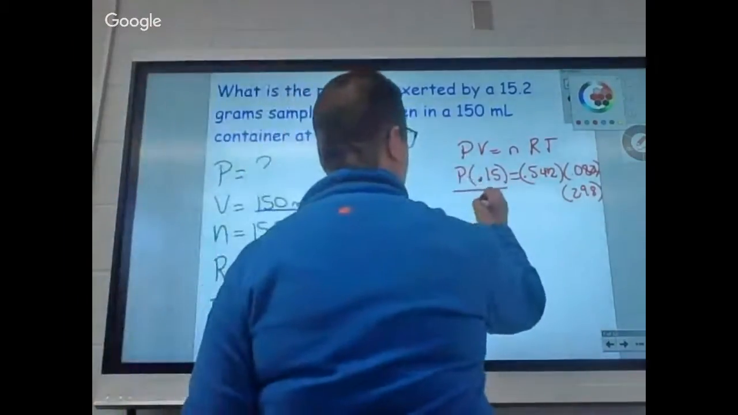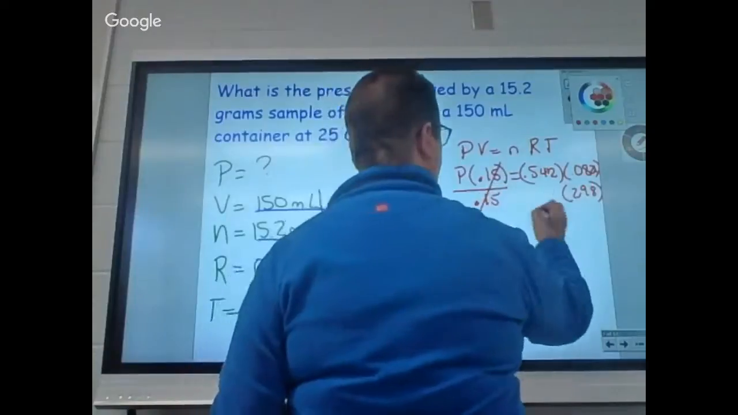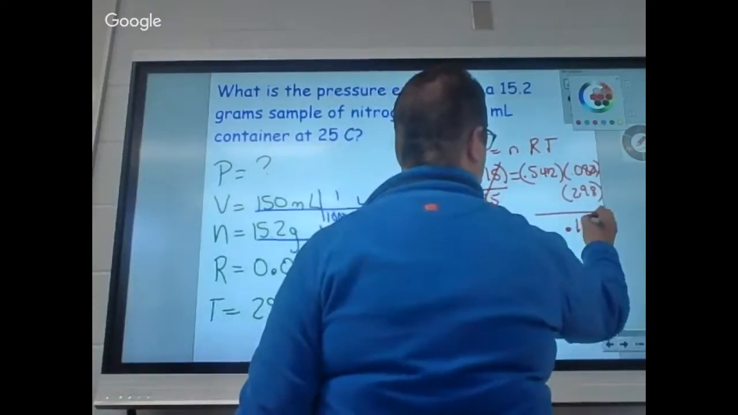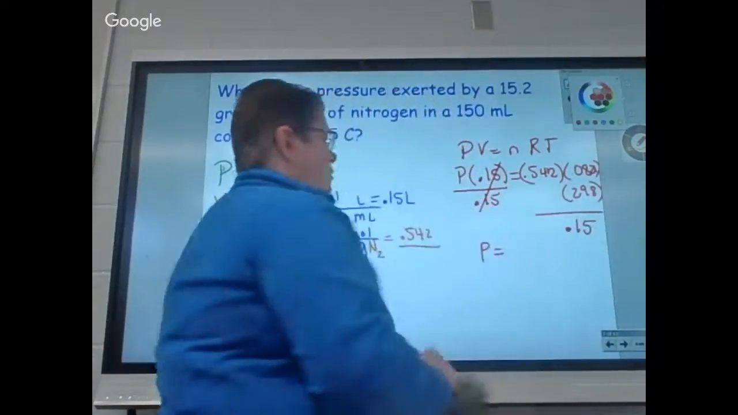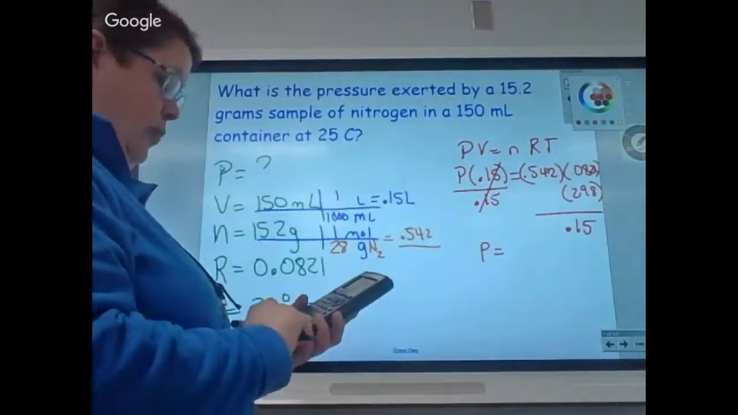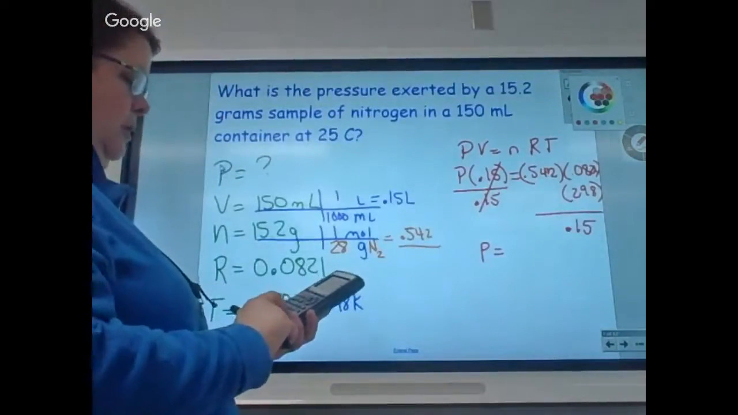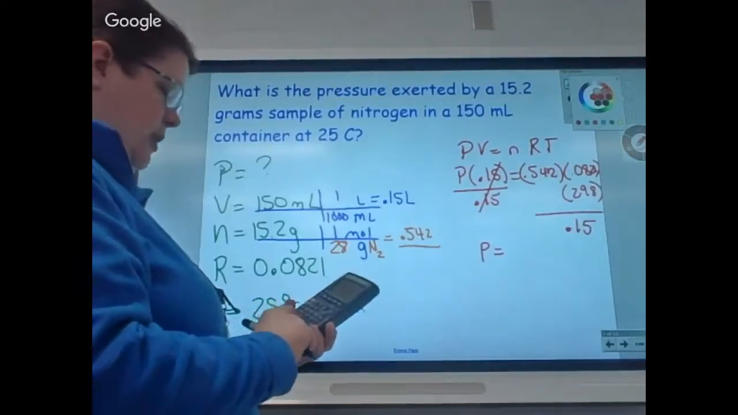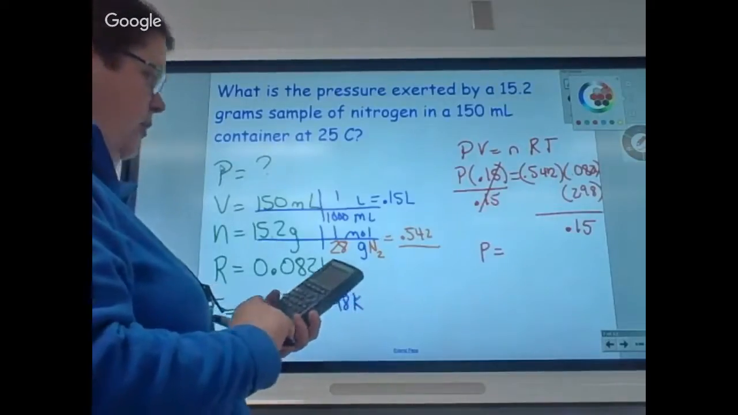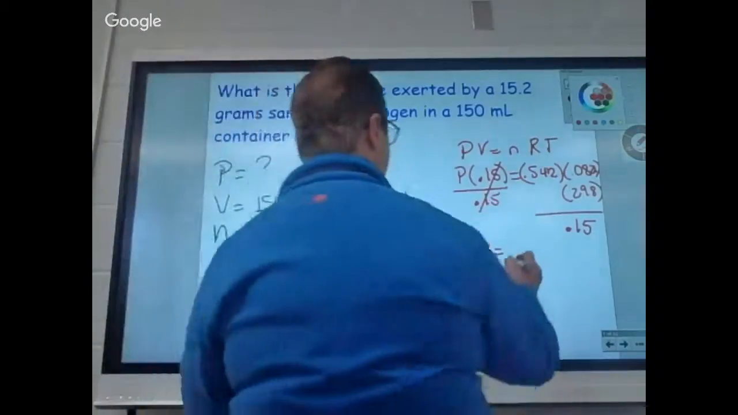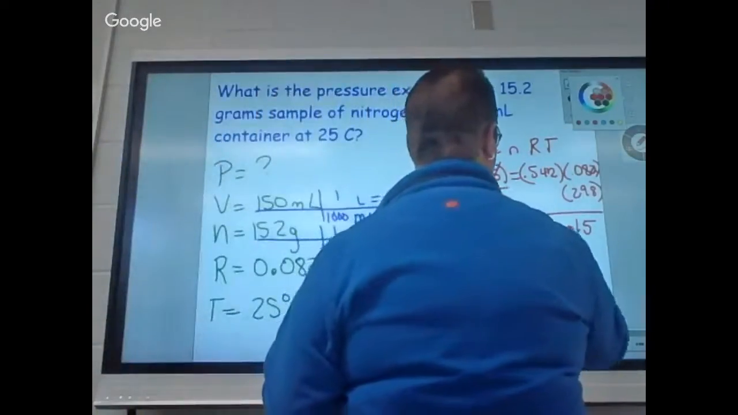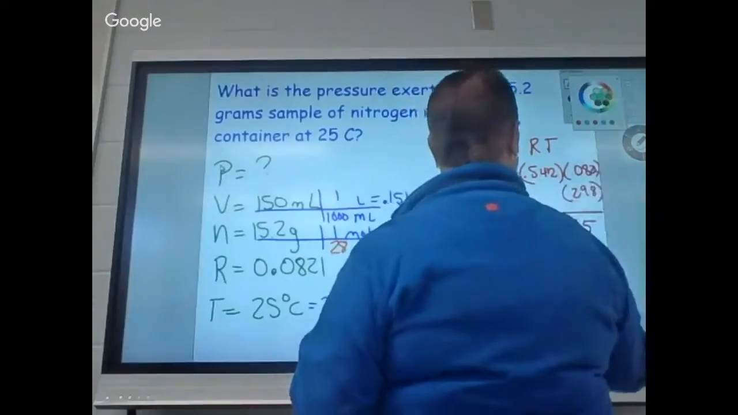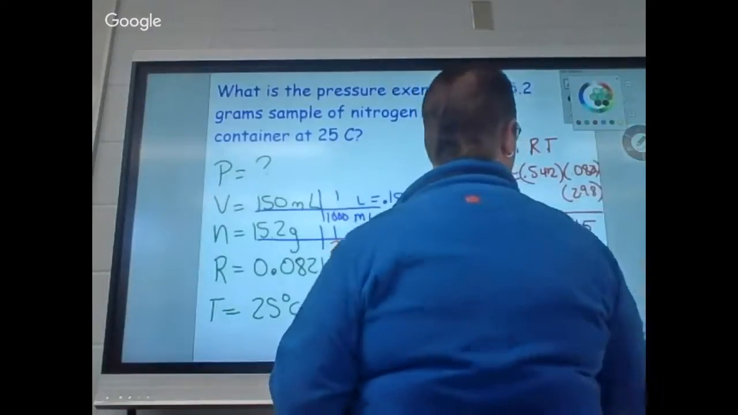I'm going to divide this side by 0.15, and I'm going to divide this side by 0.15. So pressure equals 0.542 times 0.0821 times 298 divided by 0.15. I got 88.4. And the unit will be atmospheres because I found pressure.